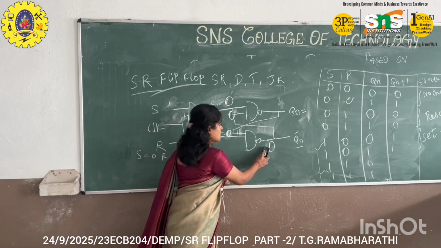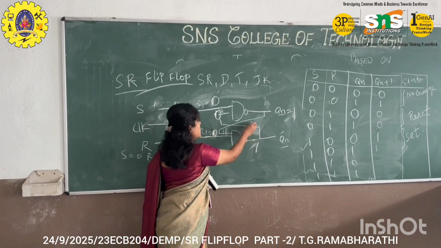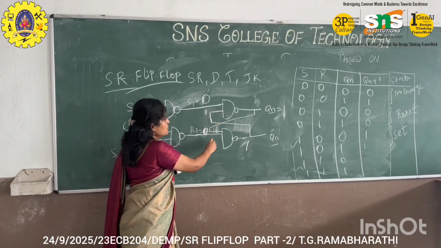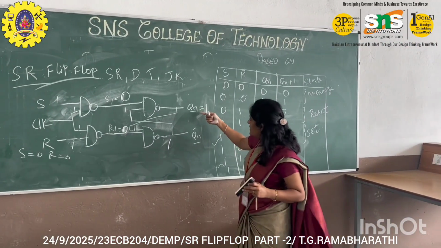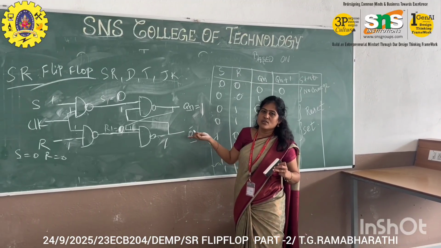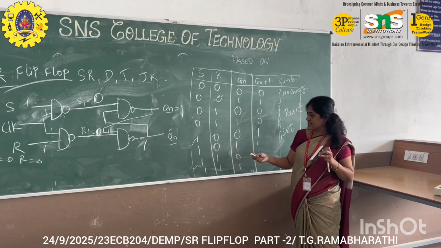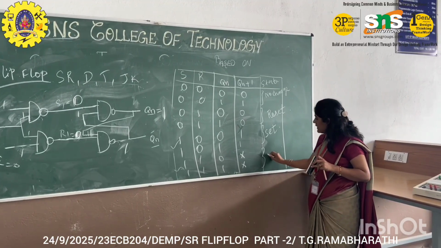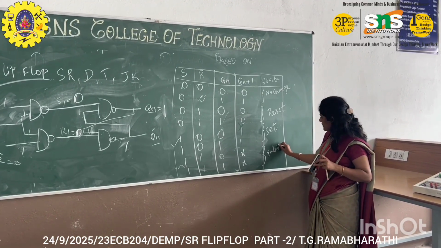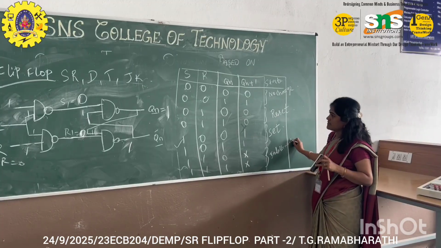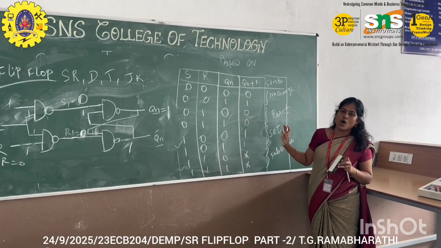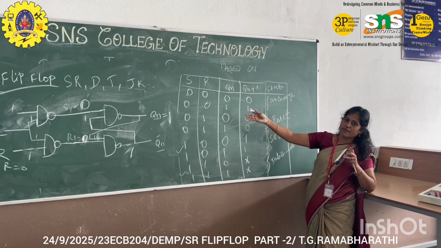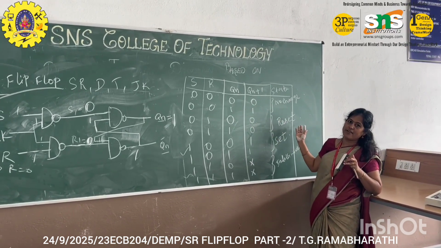And this 1 is given to here. 0 and 1, so it produced the output of 1. Here Q1 is 1, Qn bar also 1. So this is the indeterminate state. We can't predict, so this is called the indeterminate state. That's all about the operation of SR flip-flop. Like this it works for the 4 conditions and produces the 4 states of output.